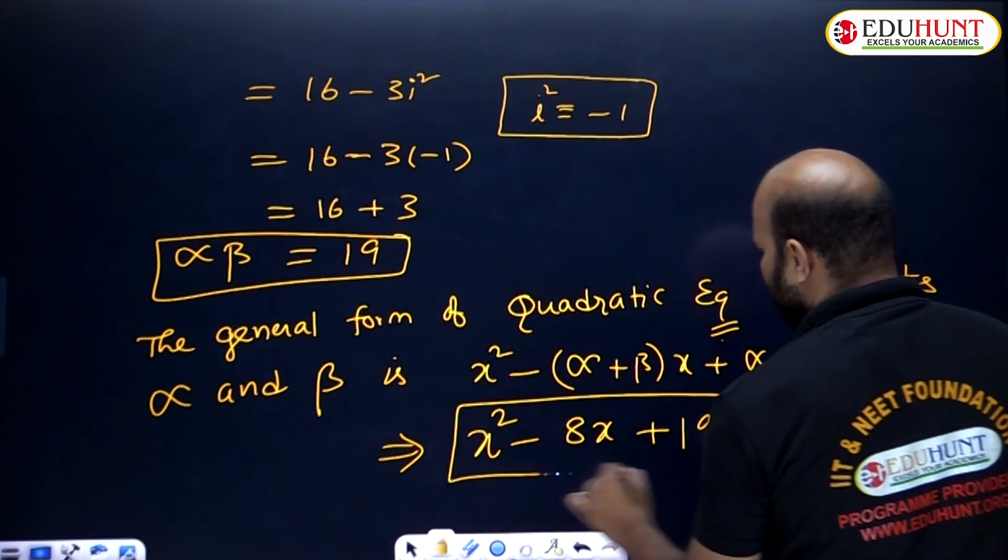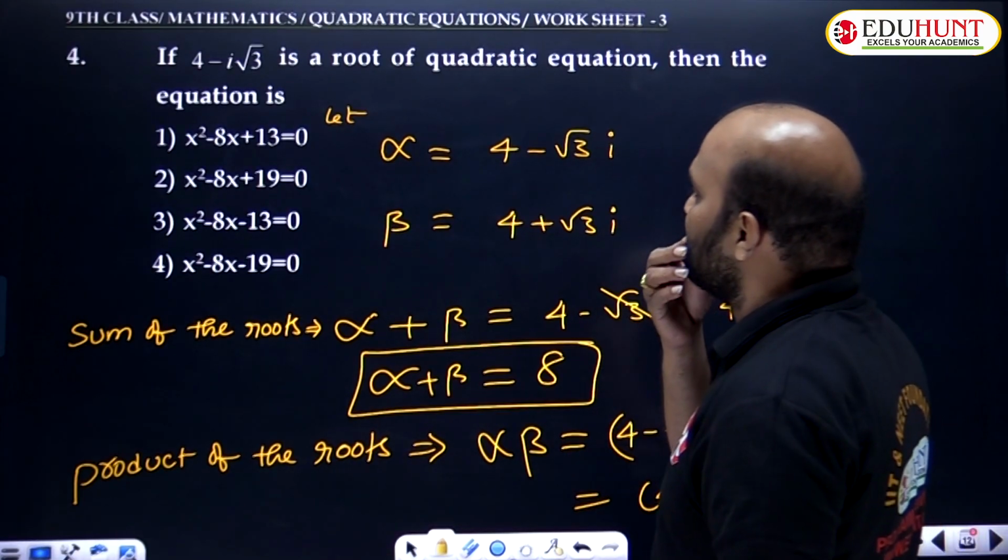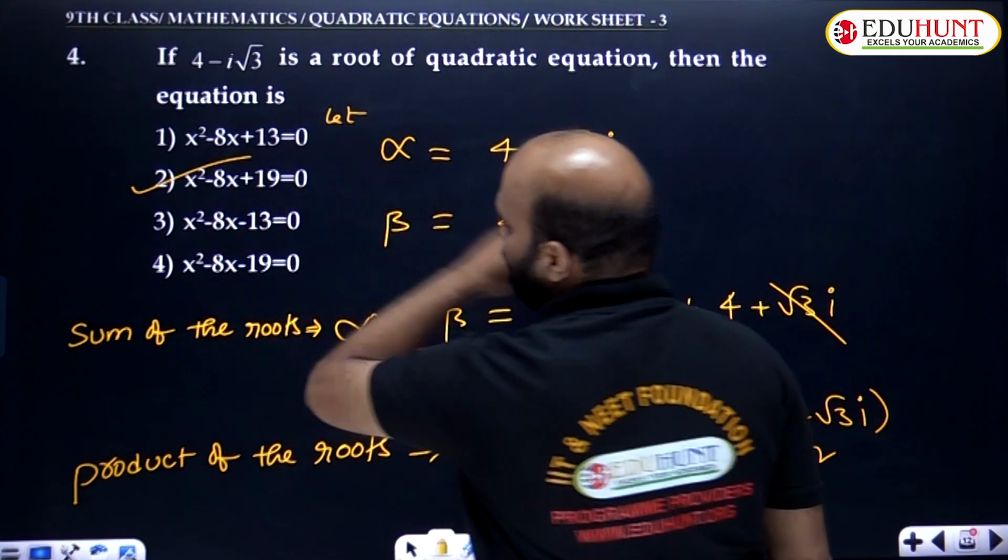So this is the final equation. This is the required answer: x square minus 8x plus 19 equal to 0. Option 2 is the right answer.